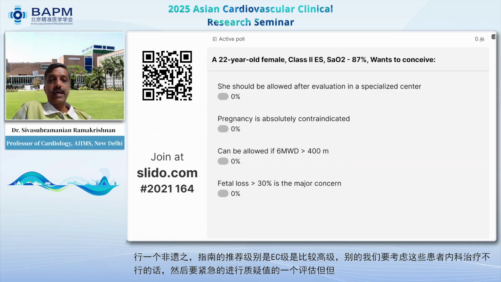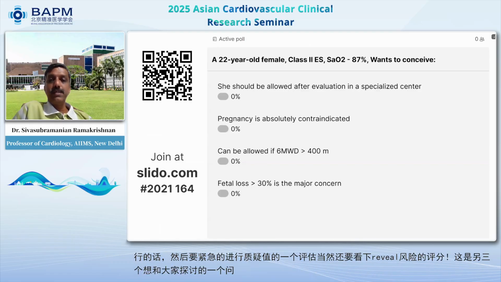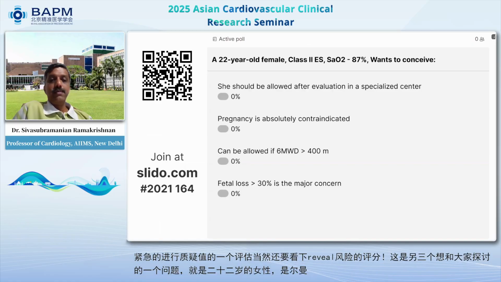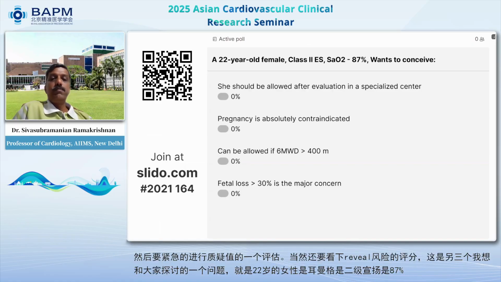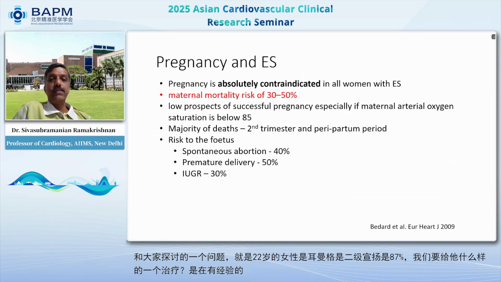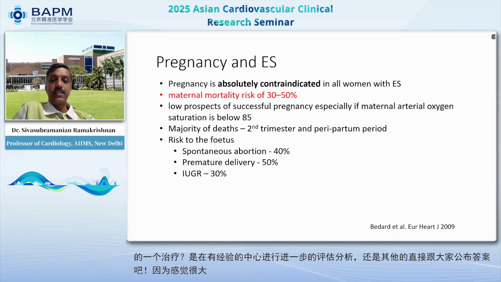So this is the other question that I had in mind: a 22-year-old female, class 2 Eisenmenger, saturating 87%, wants to conceive. So what should be our advice? Our advice should be that pregnancy is almost absolutely contraindicated. This is one condition where the maternal mortality risk still remains very high, in the range of around 30%. There is a low prospect of successful pregnancy, especially if the maternal oxygen saturation is below 85%.